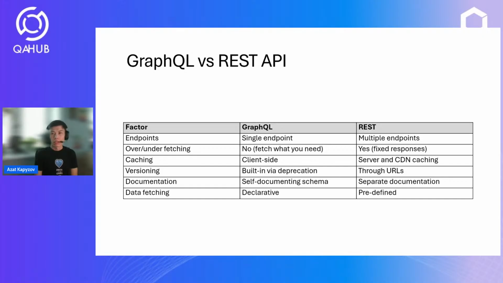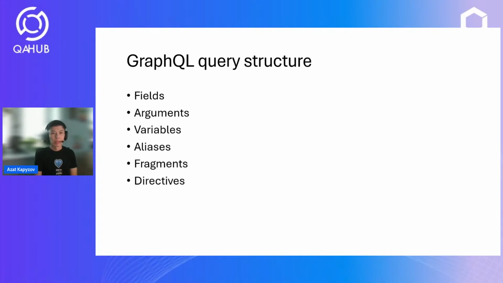Okay, so let's talk about GraphQL query structure. These are the components that a GraphQL query might contain. They are fields, arguments, variables, aliases, fragments, and directives. So let's briefly talk about each of them.